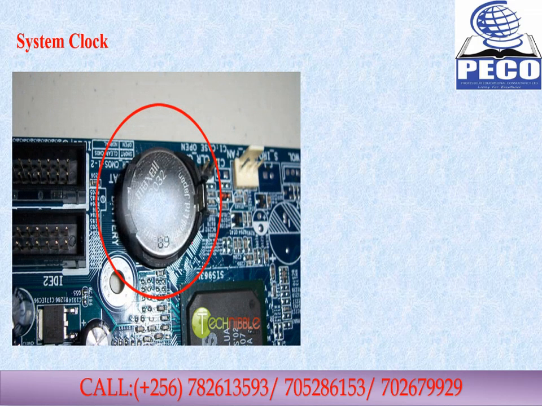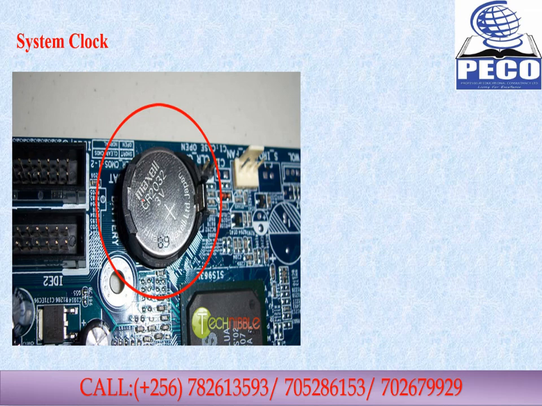A computer has a clock. When you open your system unit, you will find there is a system clock within, and in that clock there is a battery that runs the clock even when the power is off. So what is this system clock for?